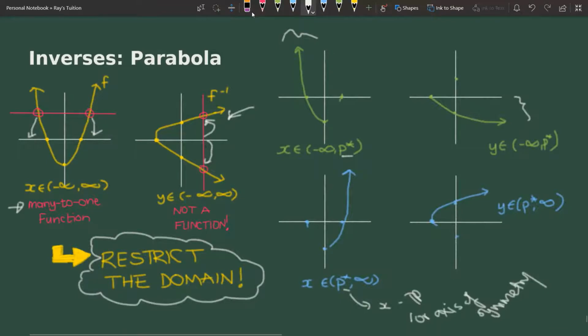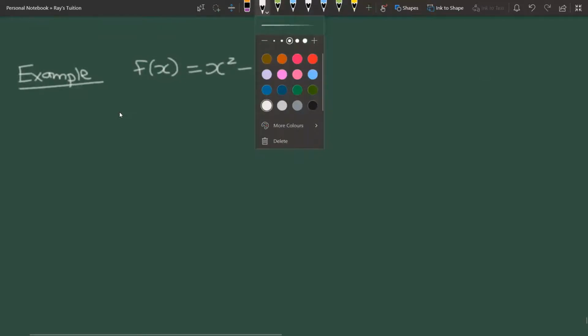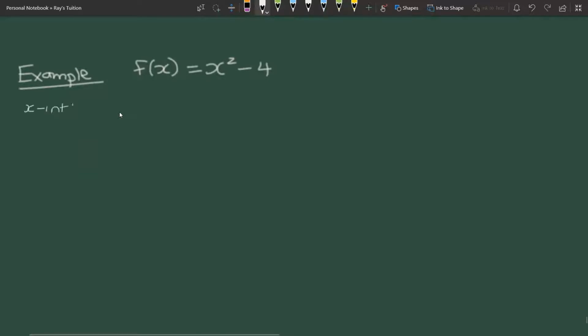So let us have a look at an example. Over here we have f of x is equal to x squared minus 4. What we're going to do is plot this graph, and then find its inverse and plot the inverse. To get our x-intercepts, we make y equal to 0. So we have 0 is equal to x squared minus 4. This is a difference of two squares, so we can factorize it, and we get x is equal to 2 or x is equal to negative 2.